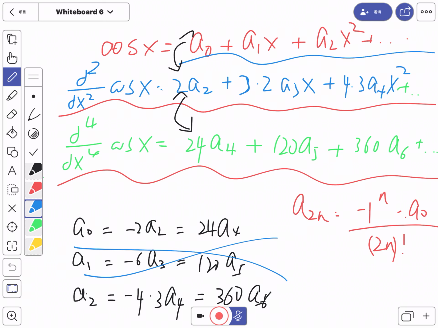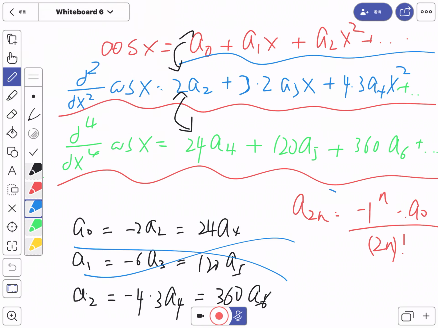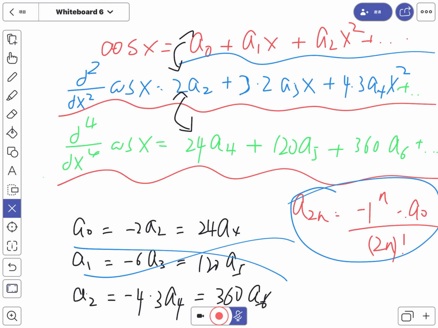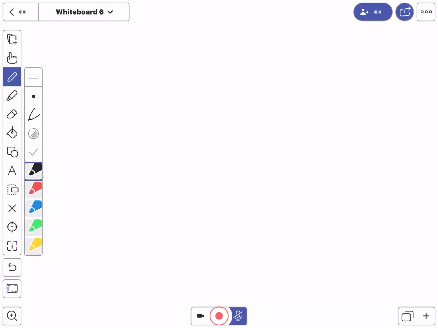And now we're only left with even terms. But with even terms, we know that a0 must be equal to 1. So now this formula just takes place that we can find all of the coefficients. So let's start.